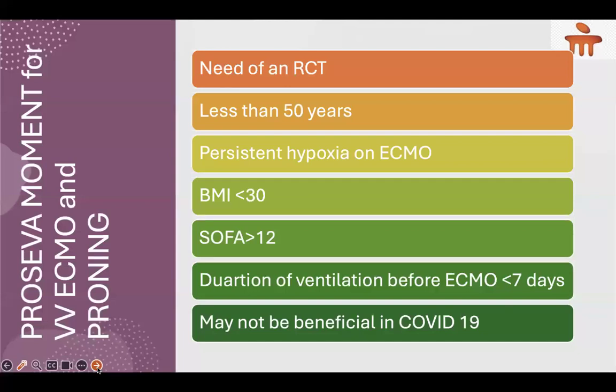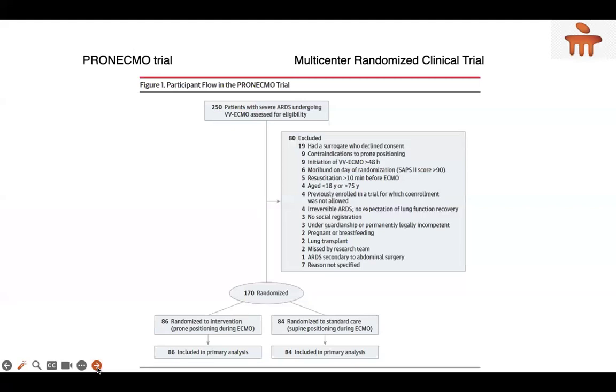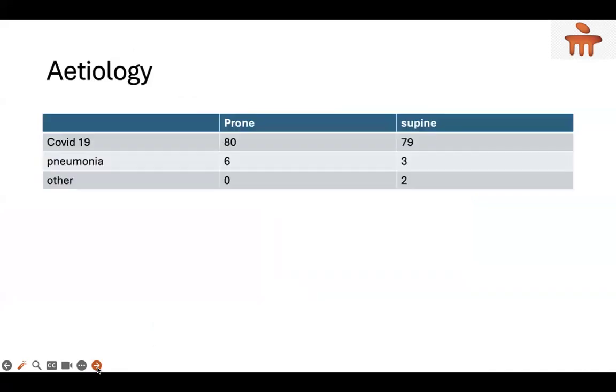For that reason, they decided to do an RCT, known as the PRO-ECMO trial, which was published this year, 2024. Here basically they included 86 patients in the prone group and 84 patients in the supine group. When they looked at the etiology of these patients, they noted that more than 90% were COVID patients. We desperately needed an RCT in ECMO, but it came at the cost that it was done in the peak COVID period, so the majority of the patients are COVID patients.